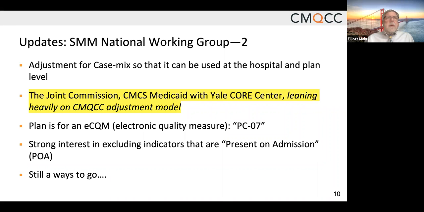I would say that the Joint Commission measure, since it is to be done as an electronic measure, includes things like SNOMED and feeds from electronic health records, as well as ICD-10 codes. Next slide.